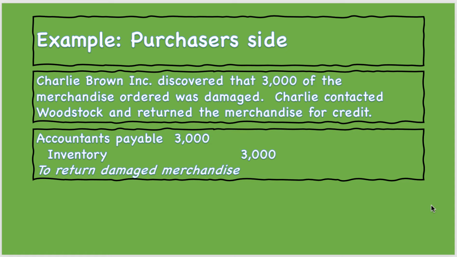The merchandise that we got, again, was defective. We can't sell it. We don't want it. We're sending it back to them. So guess what? We owe them less now. So we're going to decrease our accounts payable by $3,000. Accounts payable is a liability. How do we decrease a liability?